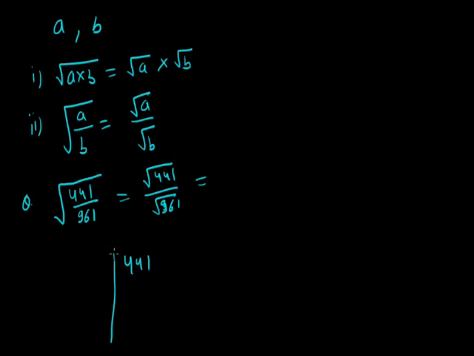441, we have to make the pairs of 2 from the right side. 2 2 is 4, nothing is left there. Next period, that is 41, 2 plus 2, that is 4. We have to think of a number, that is 1 only, so we have to write 1 only. 41 into 1, that is 41. So under root of 441 is 21.